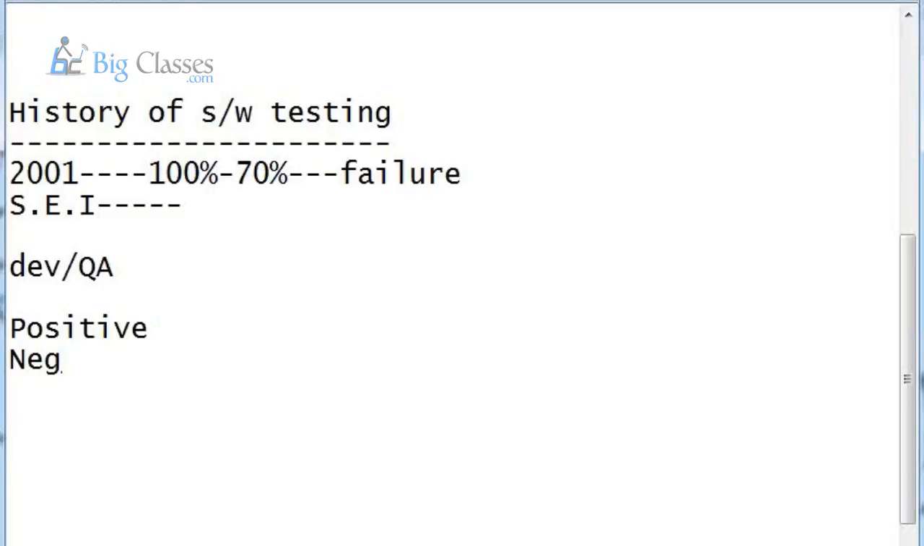Checking an application with valid inputs is called positive testing, and checking an application with invalid inputs is called negative testing. Before 2001, developers were not conducting negative testing. Programmers were concentrating on only positive testing. Understand, guys? Programmers are not concentrating on negative testing. They are concentrating on only positive testing.